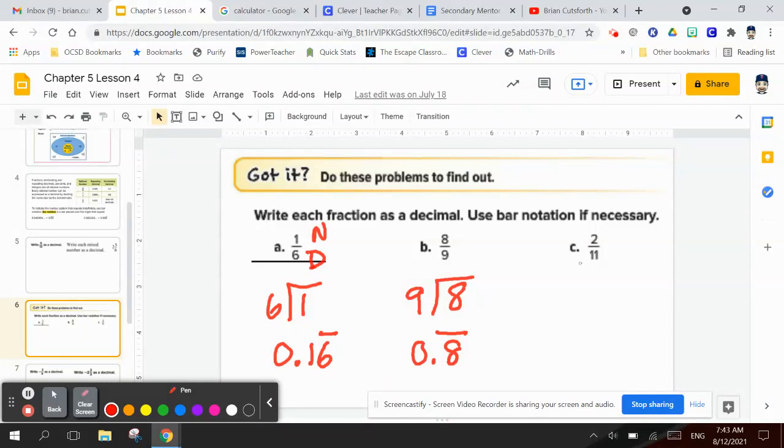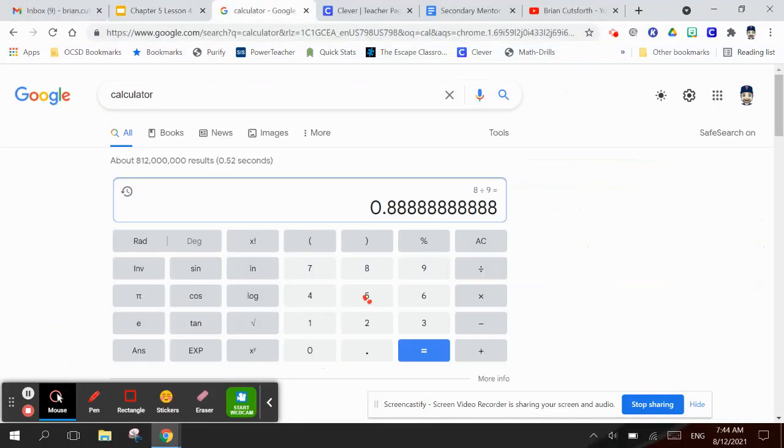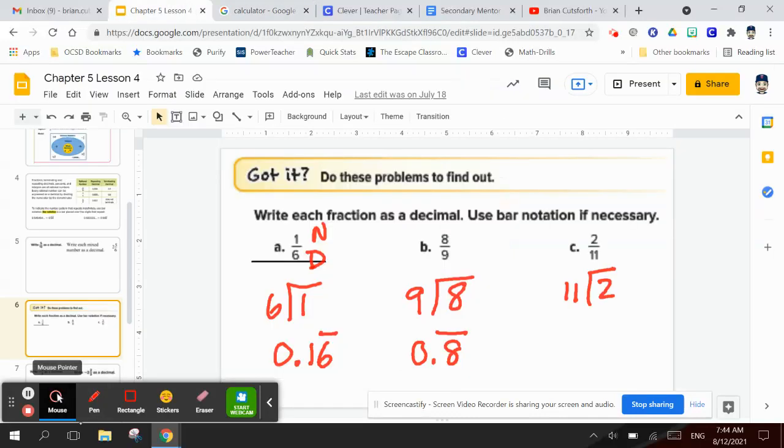Let's look at the last one, 2/11. Again, 2 is my numerator, 2 divided by 11. I go back to my calculator, 2 divided by 11, and I get 0.1818181818. Which numbers are repeating? The 1 and the 8. So that's our answer over here. We have 0.18, and they're both repeating, so they both get the hat.